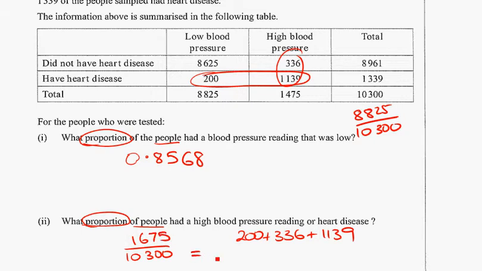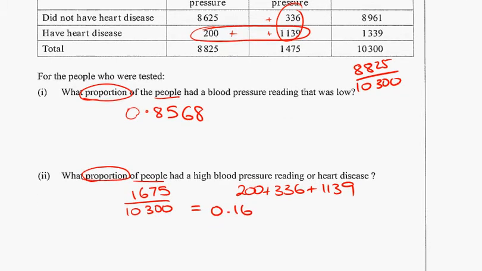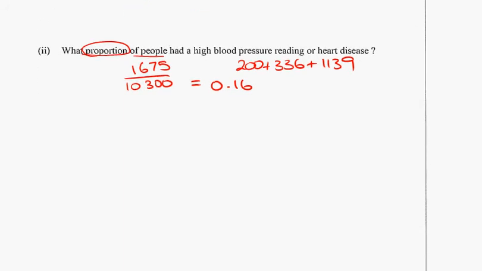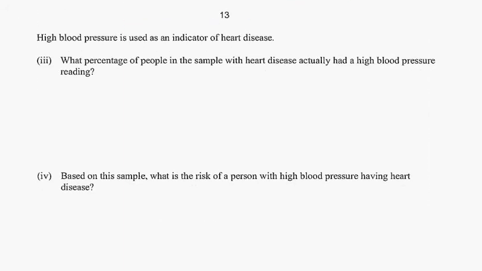1675. Doing the division, 0.16. So the important thing to remember here is to only include these people once. It's the people that had that or that. So by adding the three numbers together, we've included everyone that we need to include. Now we may need to come back to the table, but we'll just have a look at question 3.